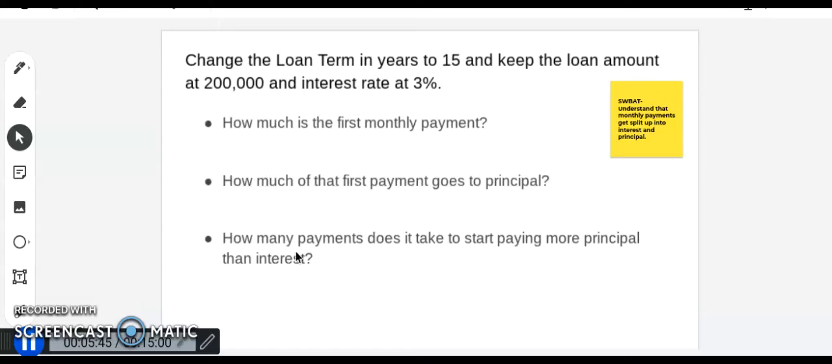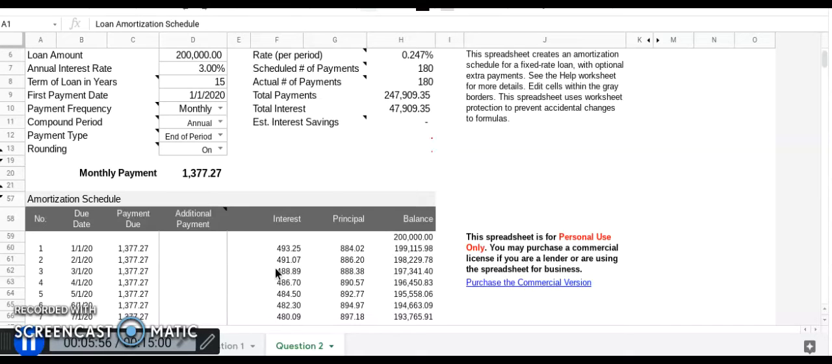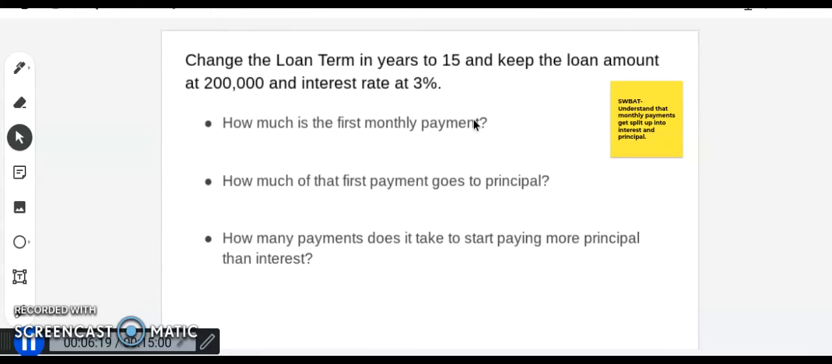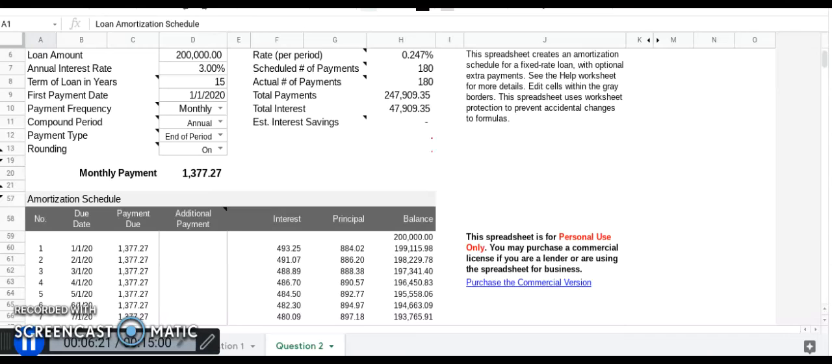All right, so if we switch back over to our spreadsheet and you hop over to question number 2 on the bottom over here, it should be $200,000 for our loan amount. Our interest rate is back to 3%, and then we want to change our loan term to 15 because that's going to change our monthly payments, and that's going to change the amount of interest, right? Our interest is going to go down because we're paying for less time. So our first question over here, how much is the first monthly payment? And that is going to be right over here, $1,377.27.